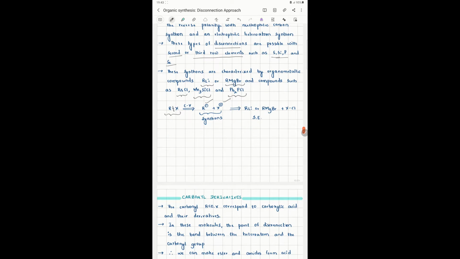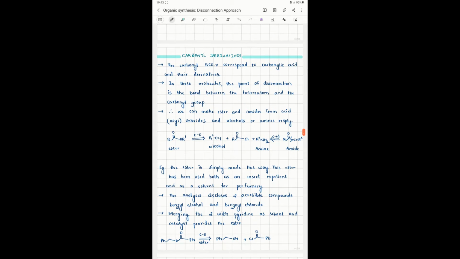How do we get this particular system? We have to observe that we will be getting this in terms of RLi, RMgBr or XCl. Now this type of synthetic equivalent has to be considered if I have to turn this into an umpolung system. Now a common example of doing a one group disconnection would be carbonyl derivatives. Now carbonyl is represented as RCOX, which corresponds to carboxylic acids and their derivatives. Now carboxylic acid is nothing but RCO2H.